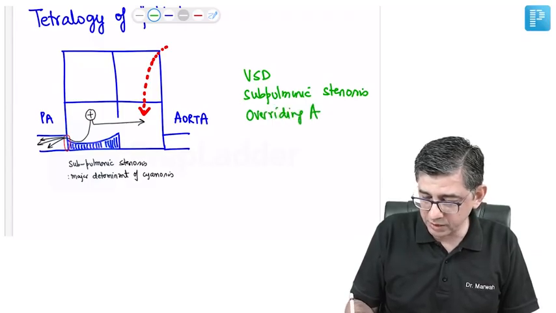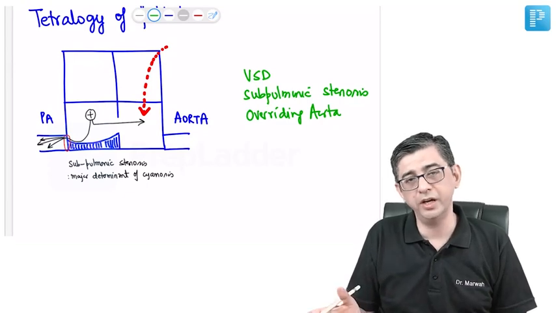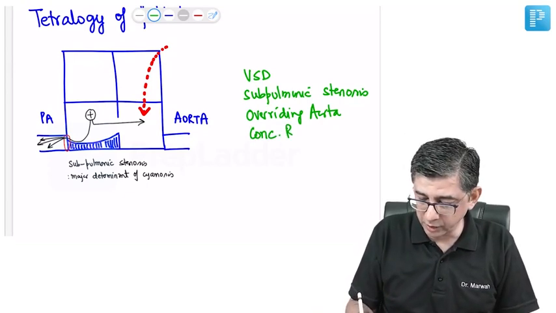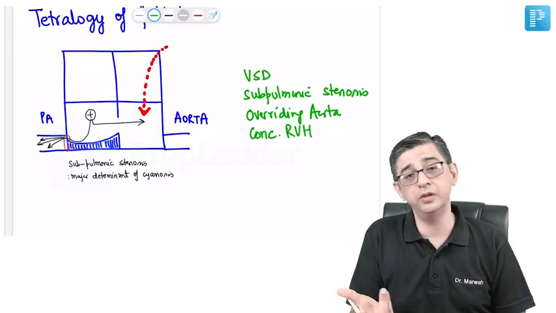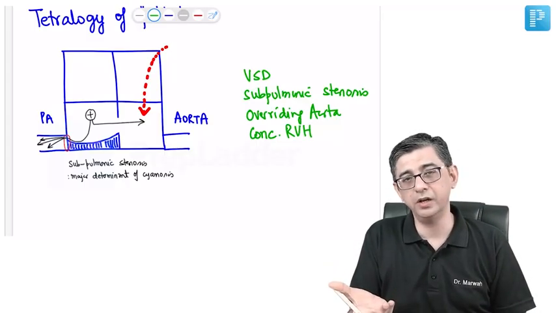Overriding here simply implies that the aorta is getting blood which is a mixture of both the left side as well as the right side. And this concentric right ventricular hypertrophy is present since birth in these patients. I mean, the heart of this patient is not designed like a normal heart anyway.